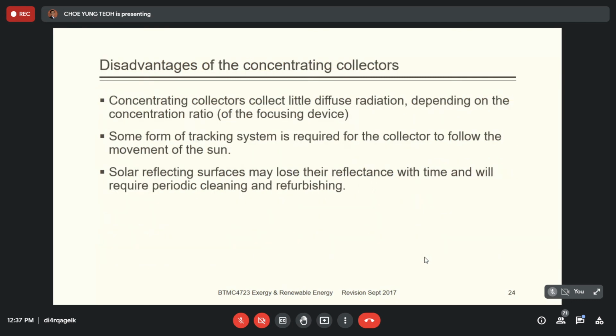Okay, but what are the disadvantages? First, you cannot capture the diffuse radiation. Second, you need a solar tracking system, which increases the cost and increases the maintenance. Third, the reflecting surfaces may lose their reflectance with time and will require periodic cleaning and replenishment. Okay, so not easy. You need to maintain 170,000 pieces of mirror, each 20 feet.